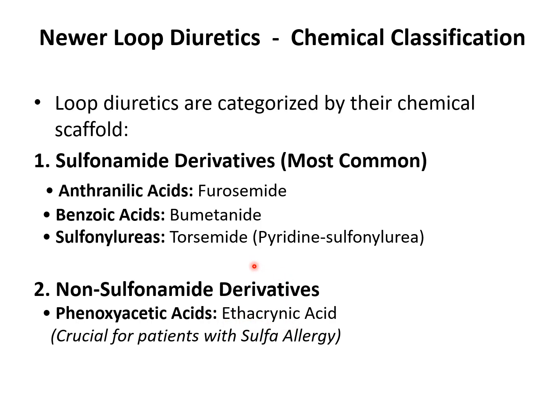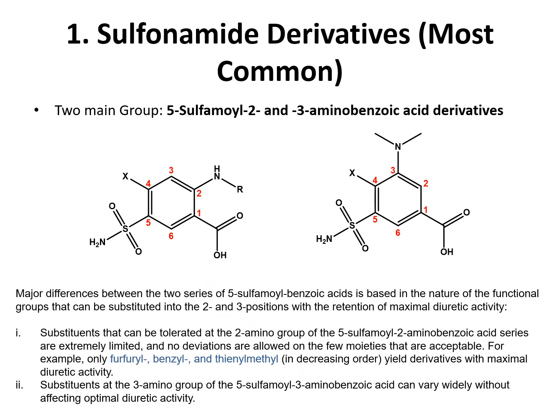Okay, let's talk about the first group, which is the sulfonamide containing compounds, the anthranilic acids, and we will talk in the next slide about these sulfonamide derivatives, and these are the most common. The two main groups that are used are the 5-sulfamoyl 2 and 3 aminobenzoic acid derivatives. And when we talk about the 5-sulfamoyl, these are the structures of these two main groups that we will talk about.